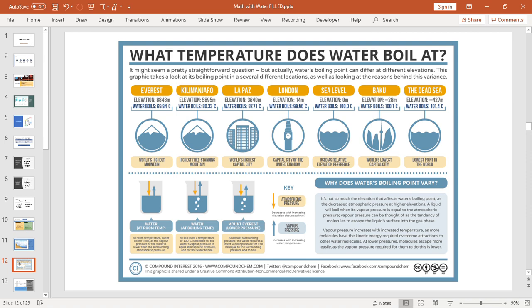And then if you start going down, I think Azerbaijan is where Baku is, and you're just a little bit below sea level. So it's going to take a higher temperature there because the pressure is higher to overcome that and turn it into steam. And then if we go to the Dead Sea, which is the lowest point in the world, we're going to boil our water at 101.4.